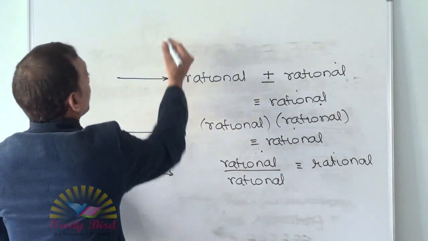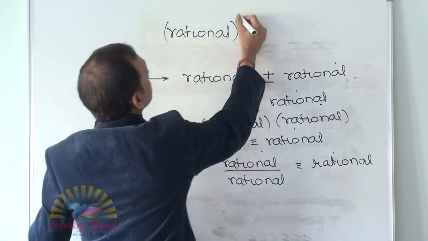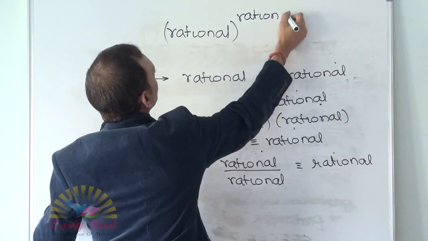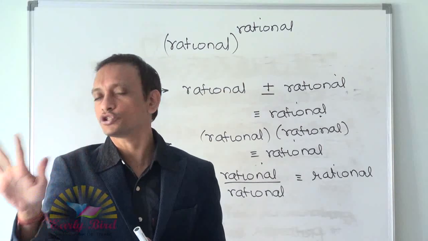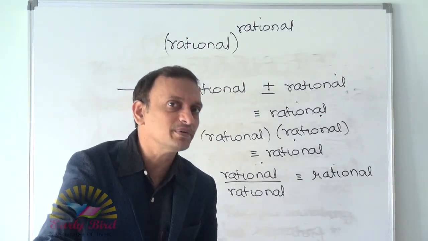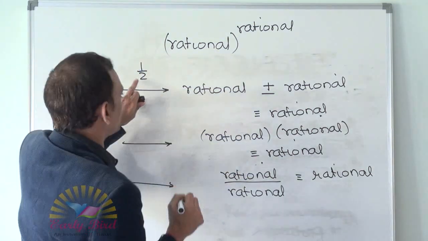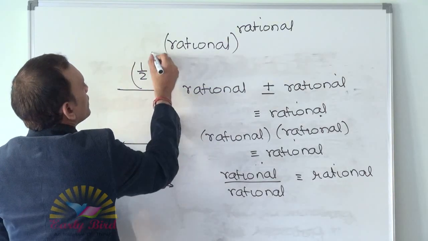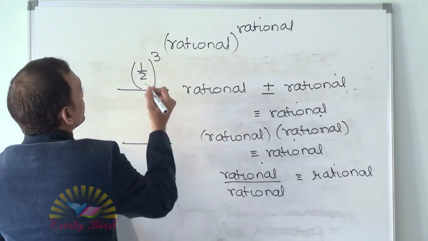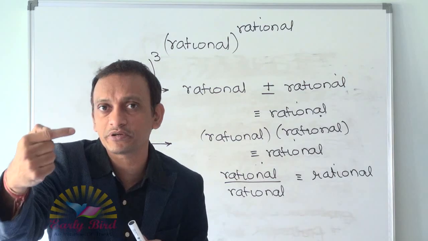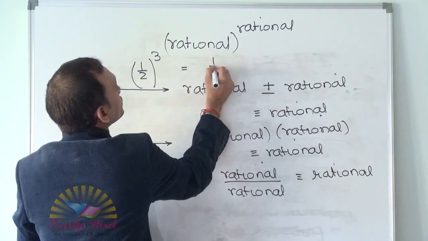However, a rational number to the power rational, what according to you would be this? A rational number raised to the power rational number. Now we cannot be sure about what this would be. This could either be rational or it could be irrational. For example, if I had 1 by 2 as a rational number and I raise it to the power 3, this is a rational number raised to the power 3, which also is a rational number. I hope you realize 3 is a rational number because it could be written as 3 by 1, which is ratio of 2 integers. So this is 1 by 8, which is a rational number.